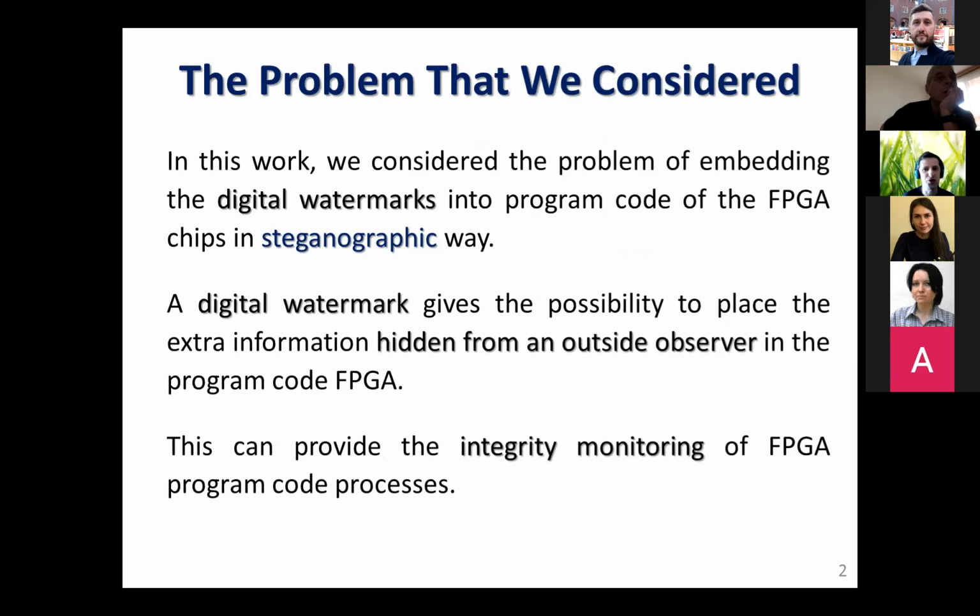In this work, we consider the problem of embedding the digital watermark into program code of FPGA chips in a steganographic way. A digital watermark gives the possibility to place extra information, hidden from an outside observer, in the FPGA program code. This can provide, for example, integrity monitoring of the FPGA program code process.